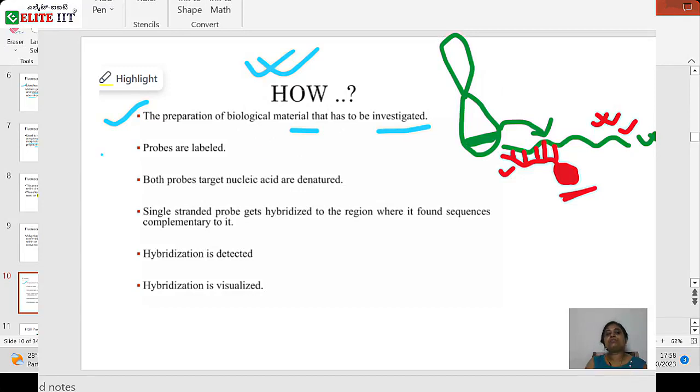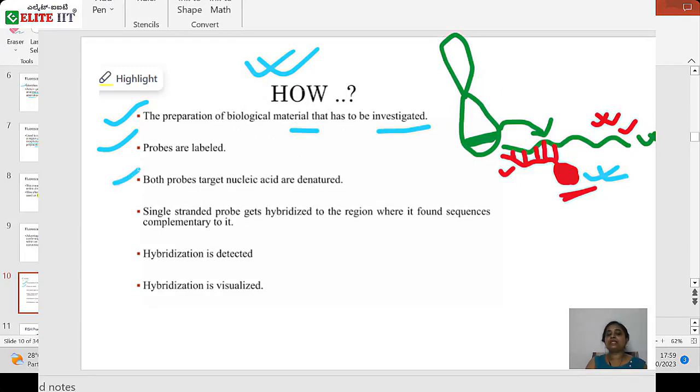Now probes are labeled. Probes, which I have written in red color, are short chain, single stranded DNA or RNA. You have to label them, which means you have to tag them with a fluorescent compound. So that is the labeling, the preparation of that probe.